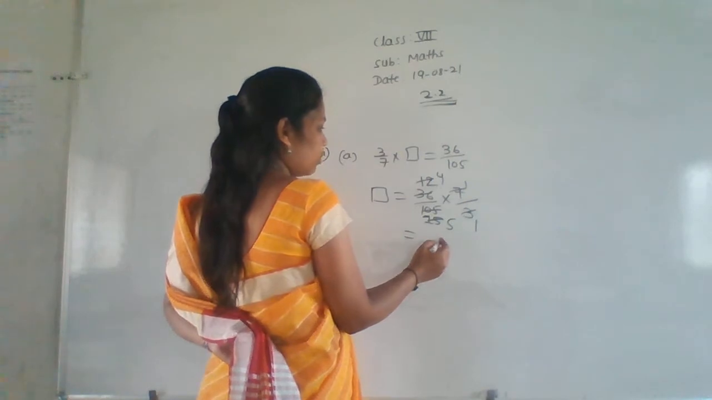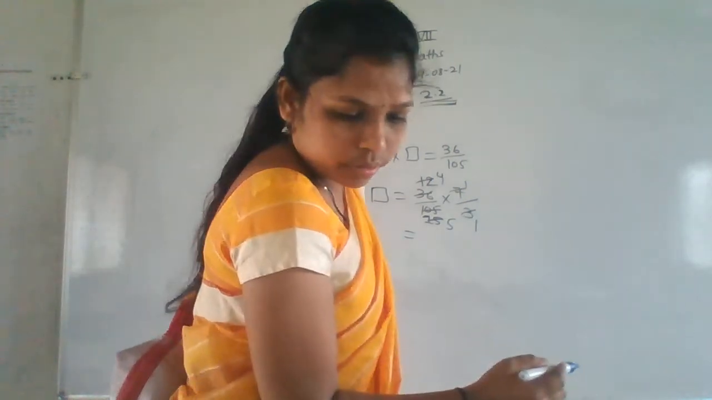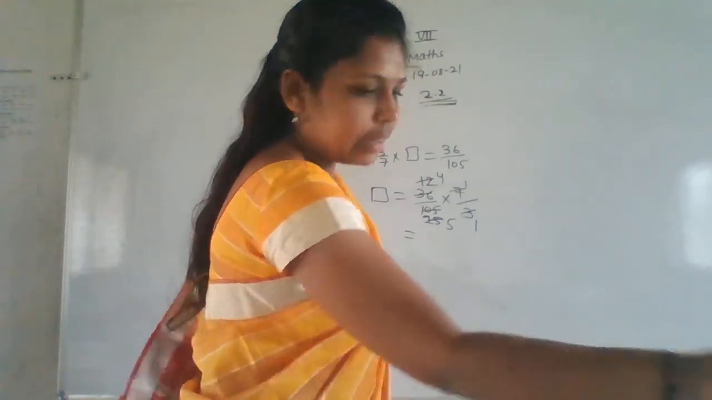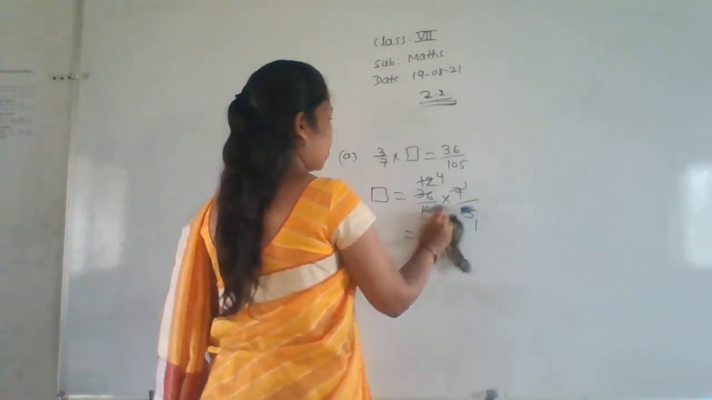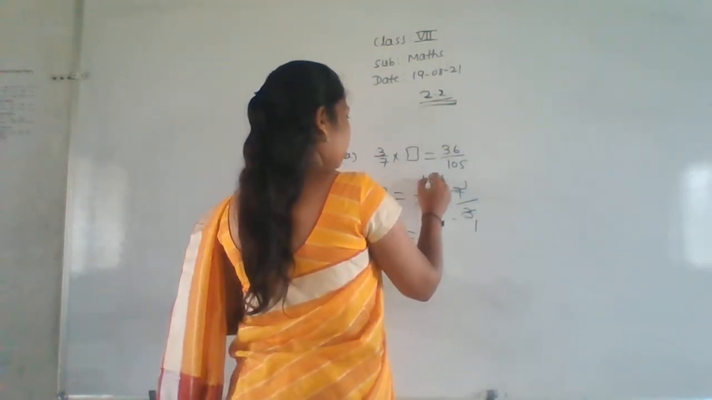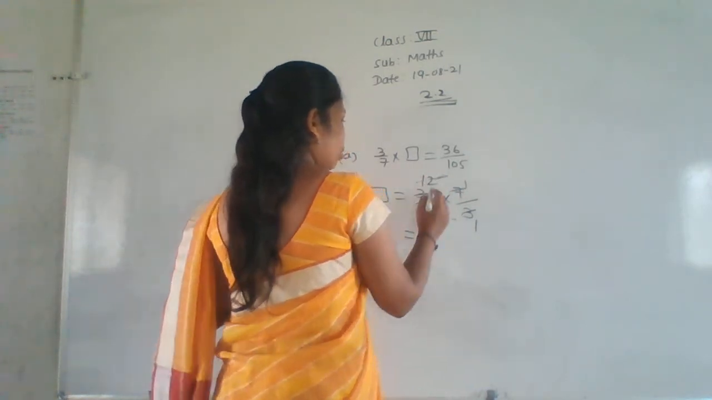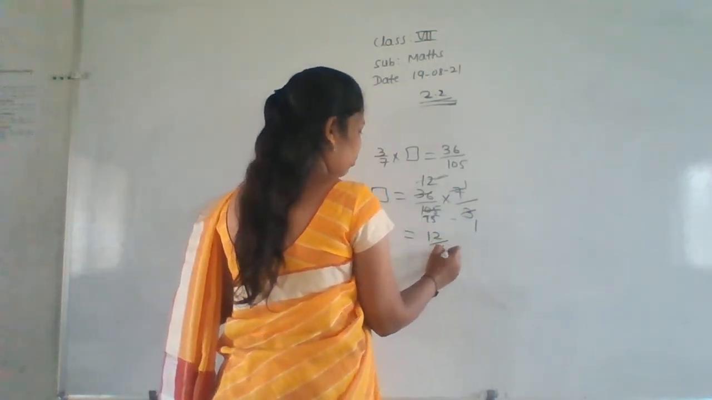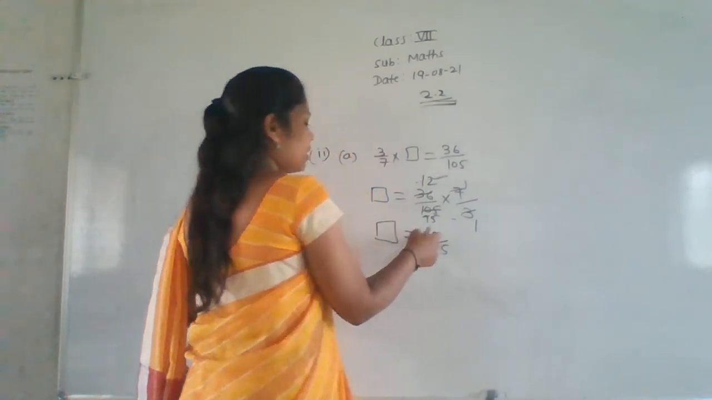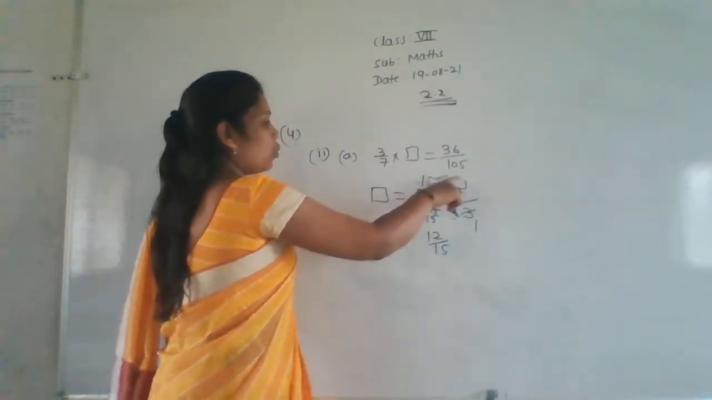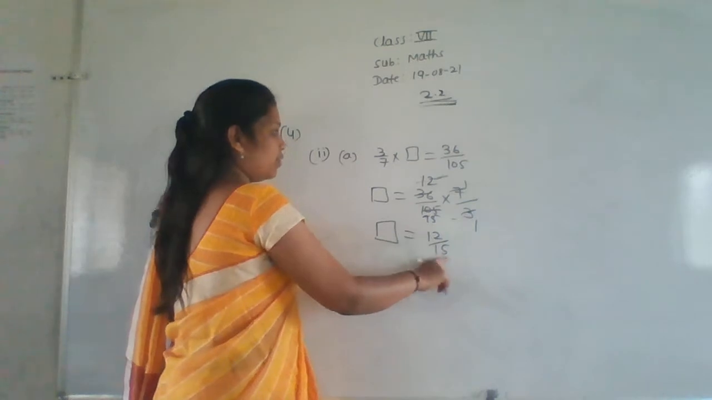So what is the answer you get here? Otherwise, just don't cancel these two values here. Here 12 and here 15 is there, right? So just write that: 12 by 15. So the box value is 12 into 1 is 12, 15 into 1 is 15, right?